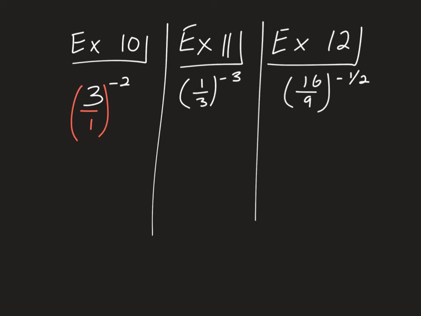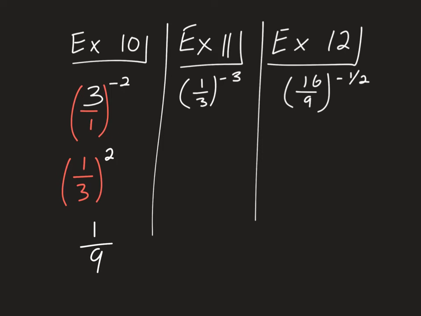So we're going to take our base and then take the reciprocal. You could say refliprical because you flip it. So take the reciprocal of the base. So instead of 3 over 1, I'm going to take 1 over 3. And now I'm going to raise it to the positive exponent. So now I have 1 squared, which is 1, 3 squared, which is 9.